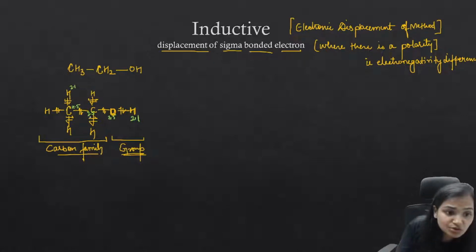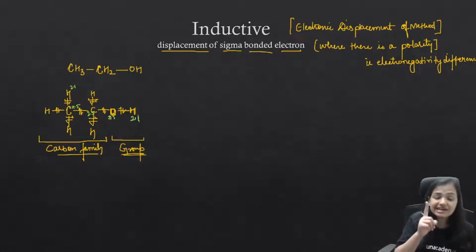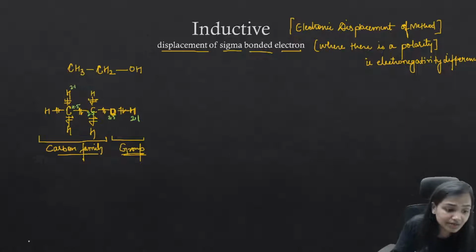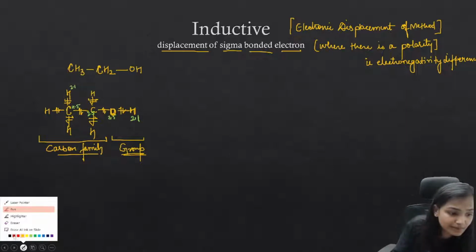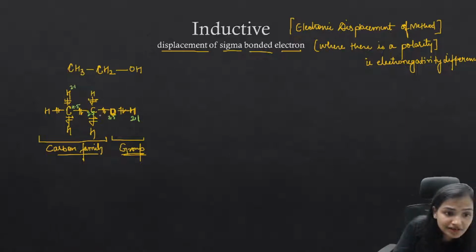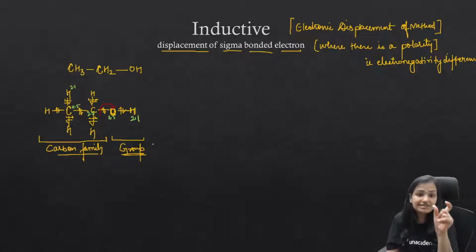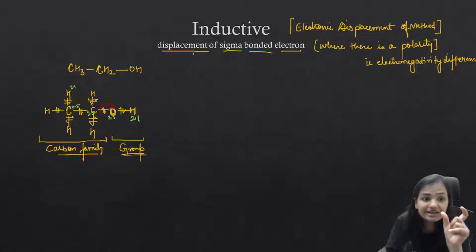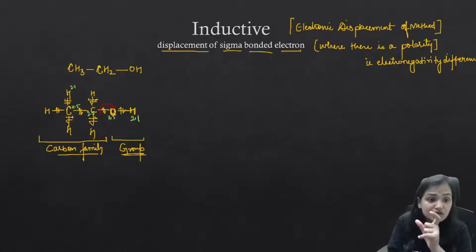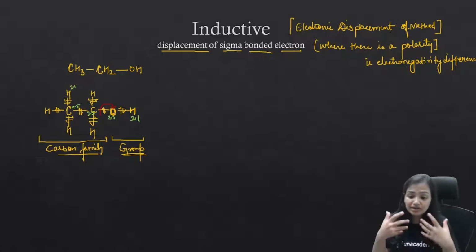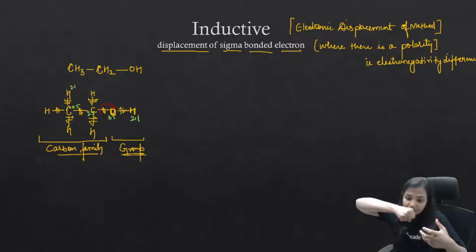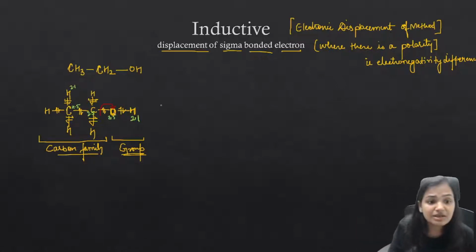If you see 2.5 and 3.5, we can see that this OH is highly electronegative. So ultimately what will happen? This pair of electrons will get displaced in this particular direction. Between the carbon family and the group, the sigma bonded electrons will get displaced, because oxygen is more electronegative, and electronegativity means the pulling of a shared pair of electrons towards itself. So the bond will not be broken. Only the displacement of electrons will occur.